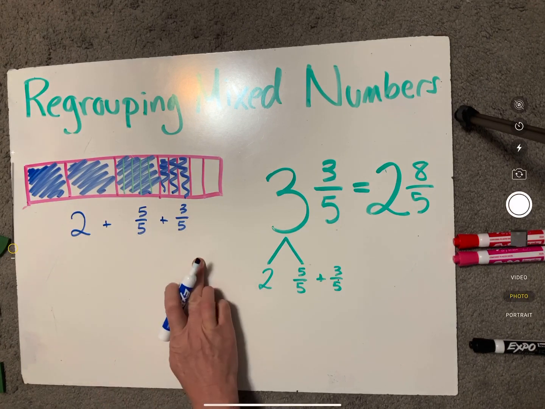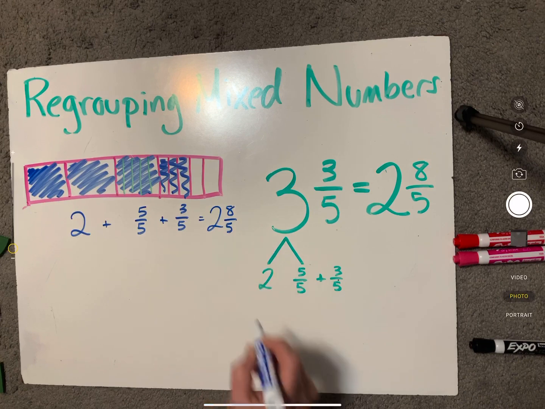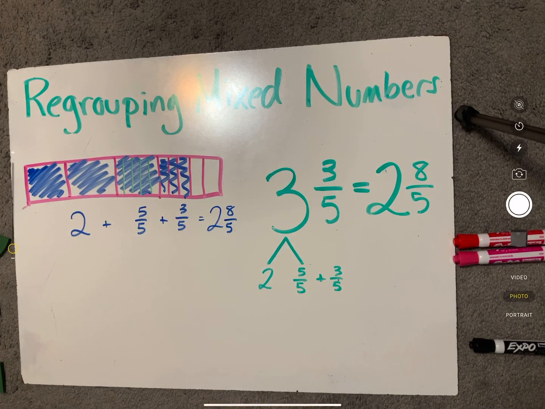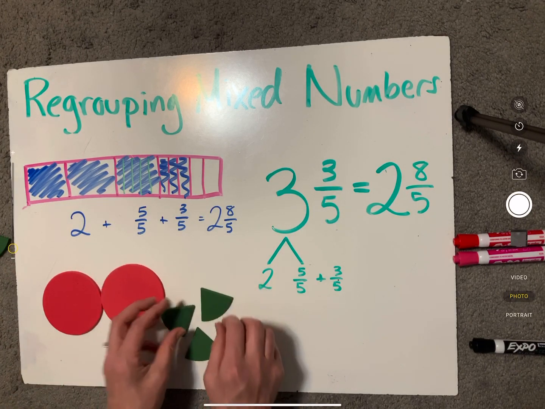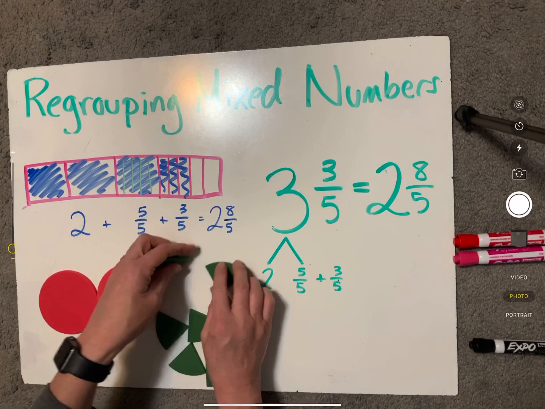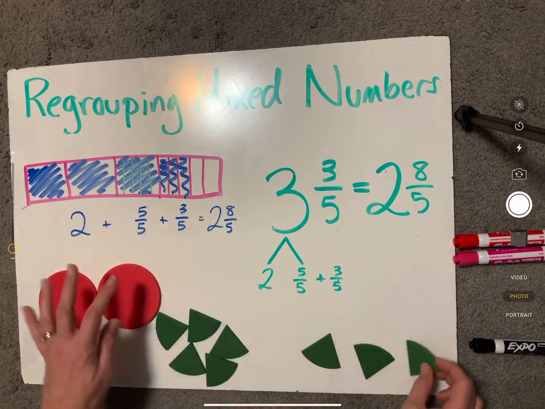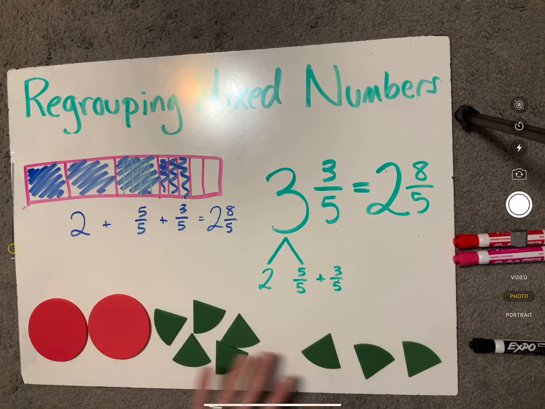So again, we're going to have 2 and 8 fifths. Okay, so just a couple of different ways to represent this. It depends on if you are a person that likes my little circle guys or if you like the bars. So that's just a couple of examples with our manipulatives to show you how this all works. So this is representing the same thing that we represented with our circles.